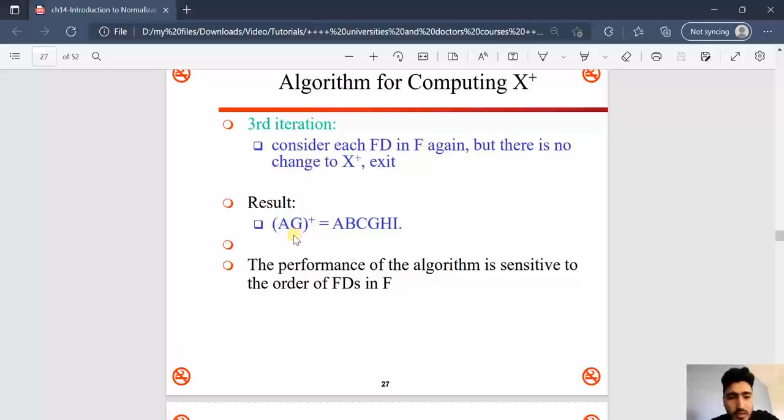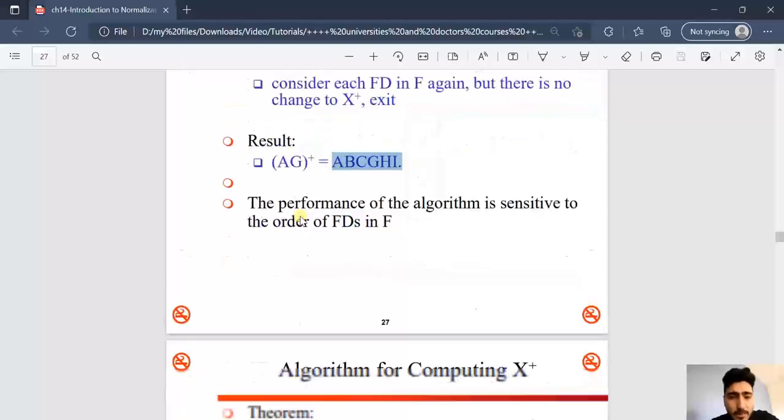Now how to prove it a candidate key? I need to go for each component of this AG, which is the first component A and the second component G, and calculate A plus and G plus, or the closure of A and the closure of G. Now for AG to be a candidate key, the closure of A must be different than ABCGHI, and the closure of G must be different than ABCGHI.